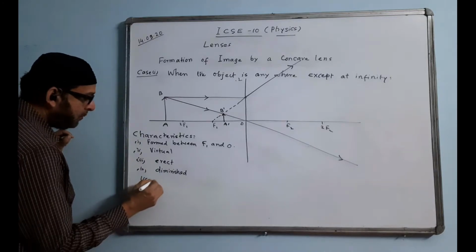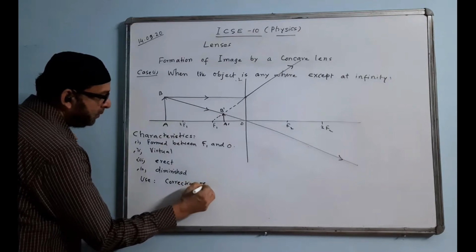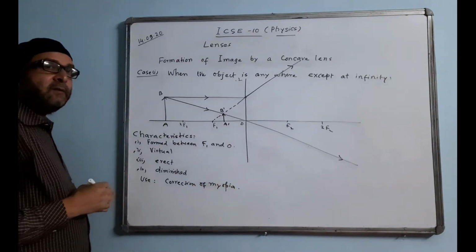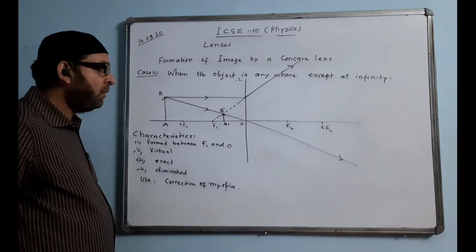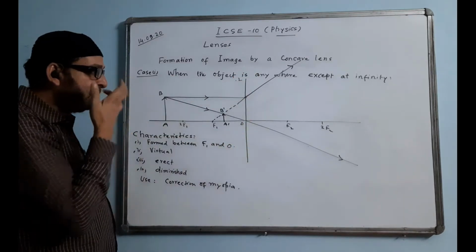Use is correction of myopia. The concave lens is used only for the correction of myopia, that is its main use. Again, we give a finishing touch by drawing a concave lens like this.